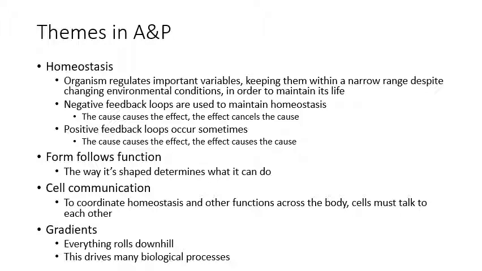Then you also have positive feedback loops that are less common, but you do find them in some cases. In a positive feedback loop, the cause causes the effect, and then that effect magnifies the cause. That would be like if your body temperature rose and then you started shivering and your body temperature rises even higher. Those aren't usually used to maintain homeostasis quite as much, but they are used sometimes just to make things happen more quickly.